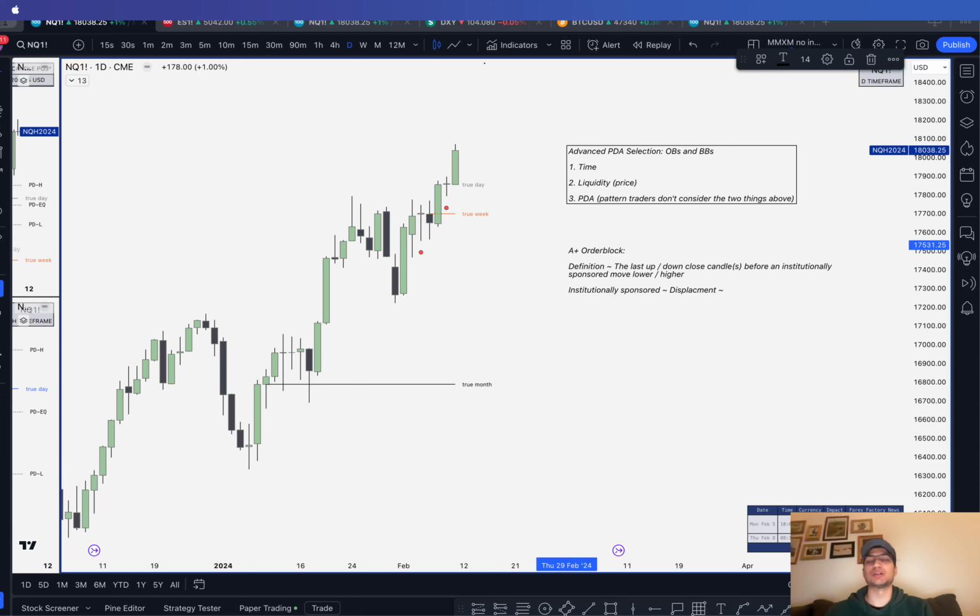What is another word for displacement? Fair value gap? Fantastic. There you go. An institutionally sponsored move will see displacement in the market and the creation of inefficiencies, i.e. fair value gaps. That is how we're going to define an order block. So someone say it all for me. What is an order block?